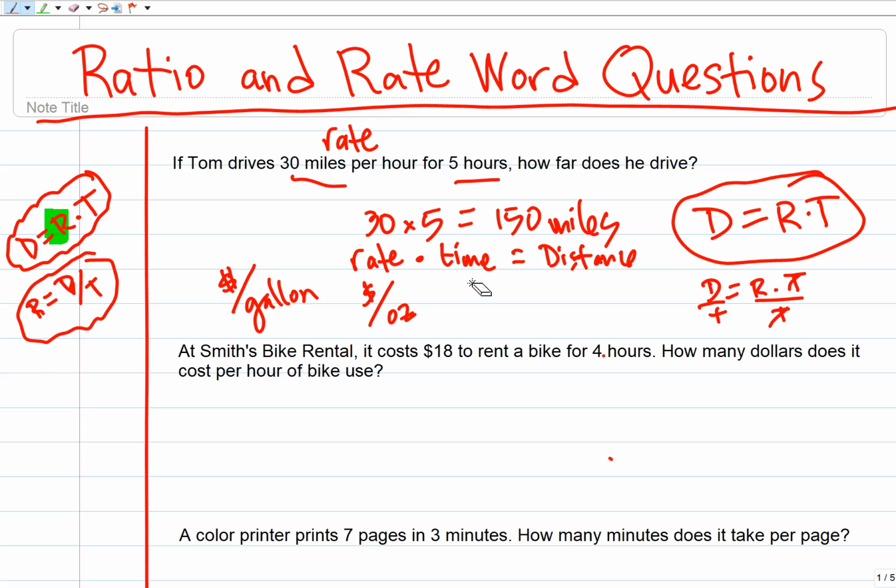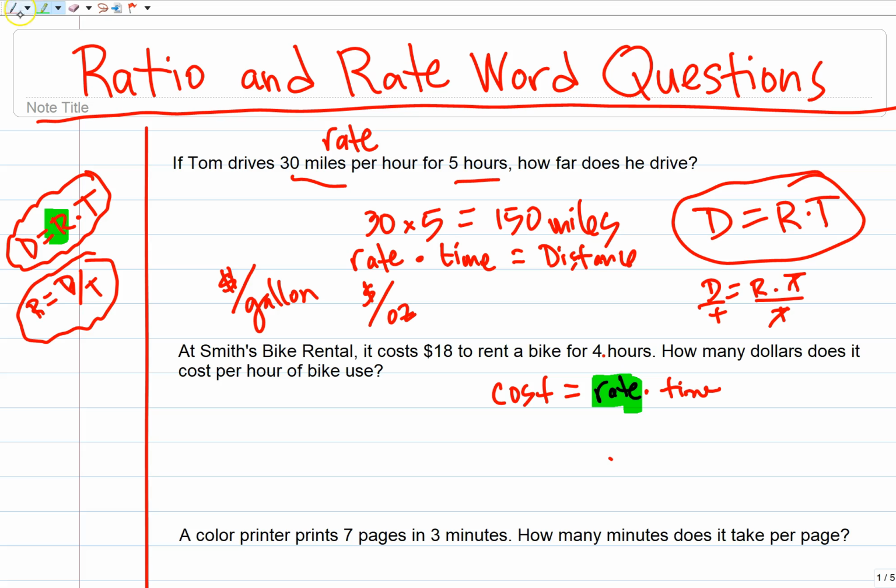So let's look at our first example. At Smith's Bike Rental, it cost $18 to rent a bike for 4 hours. How many dollars does it cost per hour of bike use? Okay. I could sit there and say, rate times time is equal to the cost, so I could set up a new equation: cost is equal to whatever the rate is times the time that you use it. But it's easier just to say, no, we're dealing with just the rate.